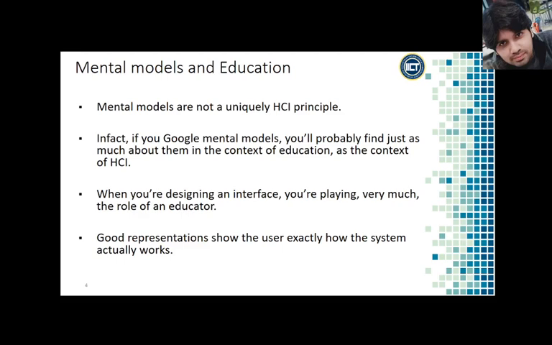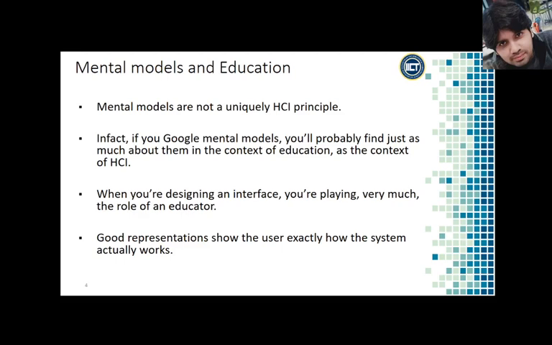And when you are designing an interface, you are actually playing very much the role of an educator, because you are teaching the users how to use the interface. You are providing a guideline to the user on how to use the interface so that the system would work based on their mental models. And of course, good representations show the user exactly how the system actually works. And we will talk about representations shortly, which is an important phenomenon, by the way.